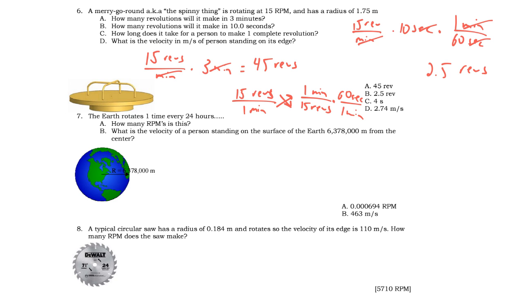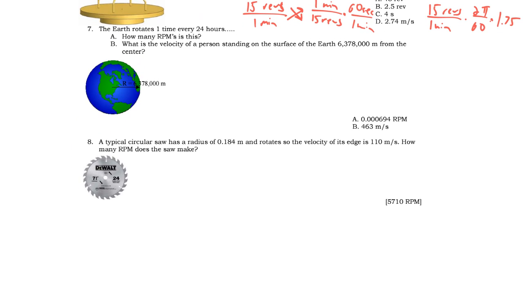All right, and the last one, what is the velocity in meters per second of a person standing on the edge? So we need to convert the speed from RPM to rads per second. So 15 revs over 1 minute, we'll multiply that by 2 pi over 60. It's kind of our shortcut for converting to rads per second. And then take that result and multiply it by the radius of 1.75, and we should get 2.74 meters per second. All right, let's move on.